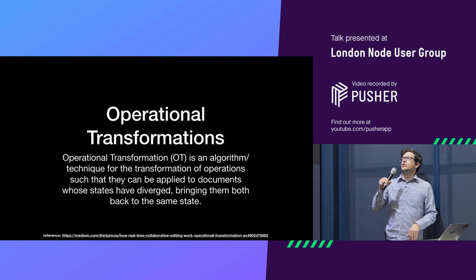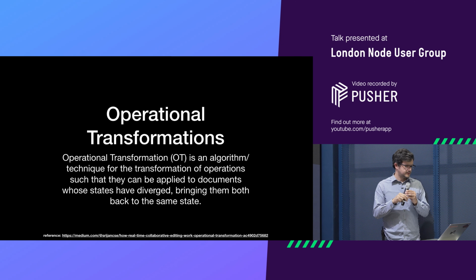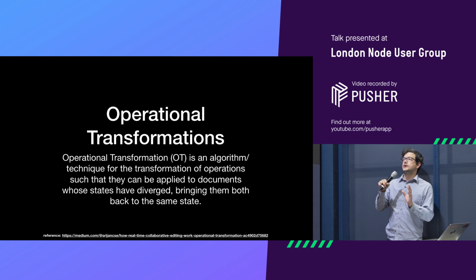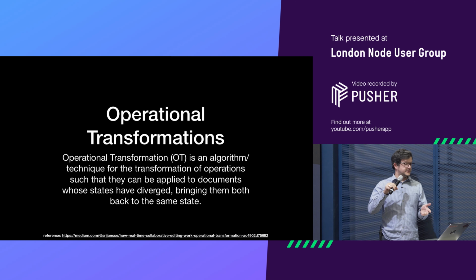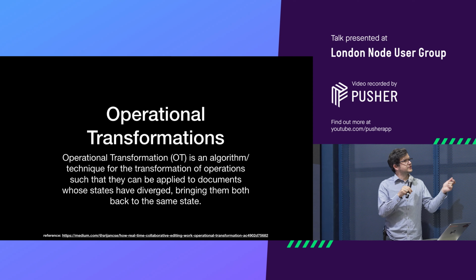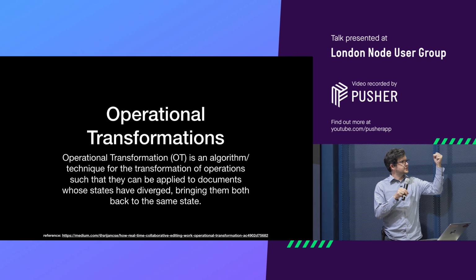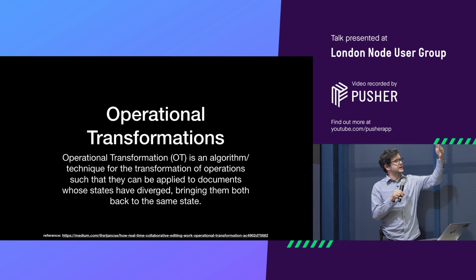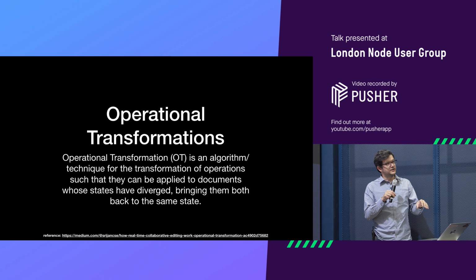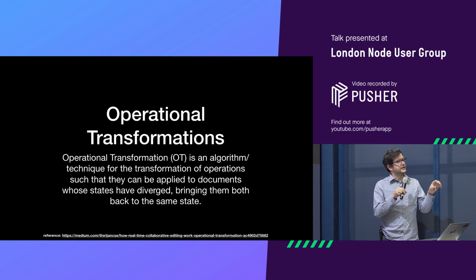So I think this is the only wall of text in the presentation, but I'm just going to quickly read it out. Operational transformation is an algorithm or technique for the transformation of operations such that they can be applied to documents whose states have diverged, bringing them both up to the same state. So every change, an insertion or a deletion, is represented as an operation, like a single thing. And the operation can be applied to the current state to bring it up to the new state. And then you also have to have a way to transform those operations if they need to be changed because of previous changes that have not been accounted for.